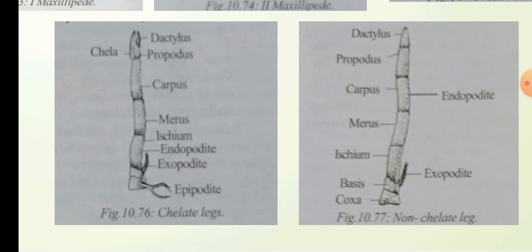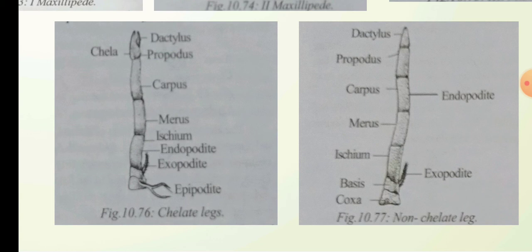So why is this particular appendage called a chelate leg? Because the endopodite consists of 5 segments, and the last 2 segments, the propodus and the dactylus, are arranged in such a way that they form a forceps. This articulation is called a chela, and it is used for grasping the food and passing it into the mouth.